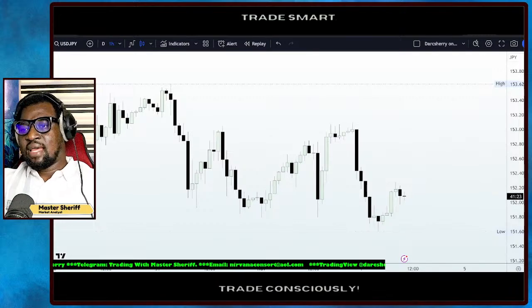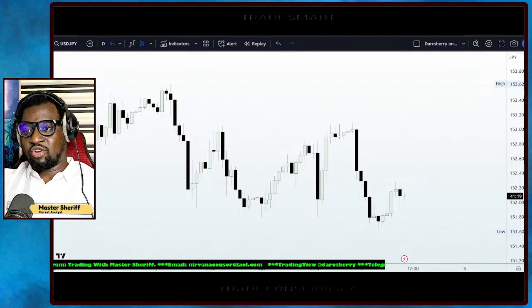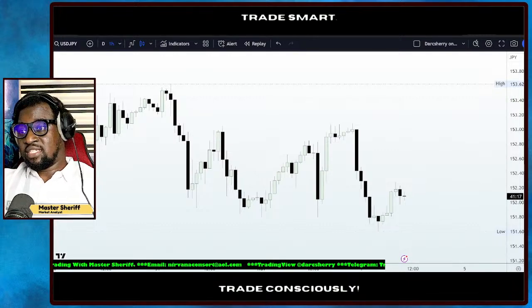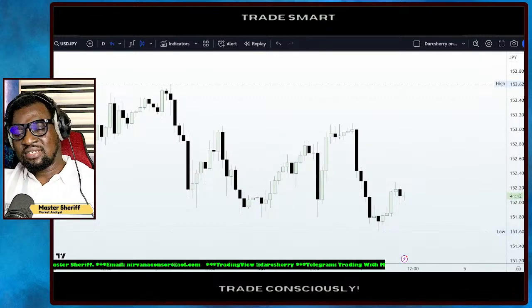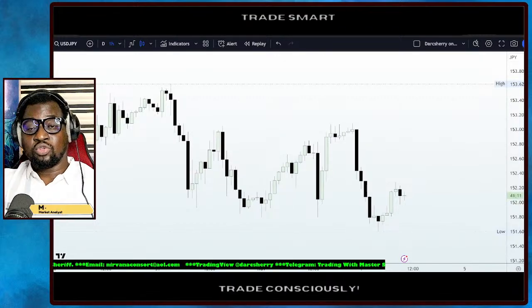Then we also saw the Bank of Japan's governor, who was there during the course of last week, hinting at a decreasing U.S. economic risk, suggesting a possible rate hike, which could strengthen the yen. Though these are just speculations, we don't know when that will be.